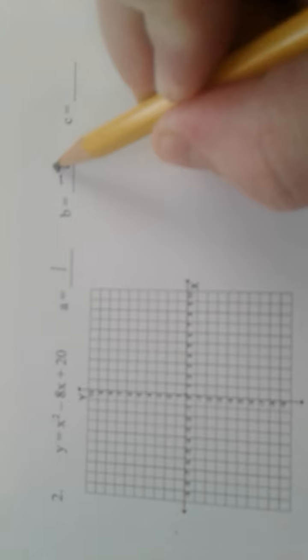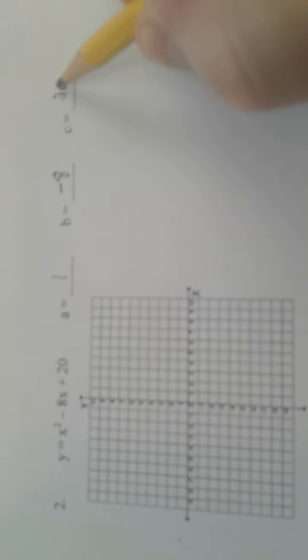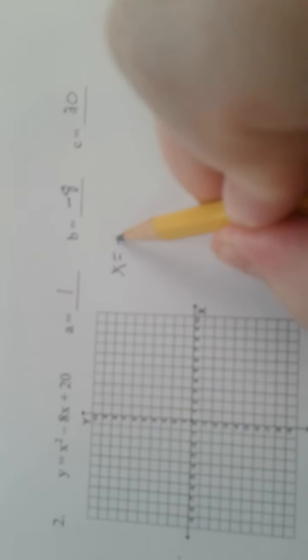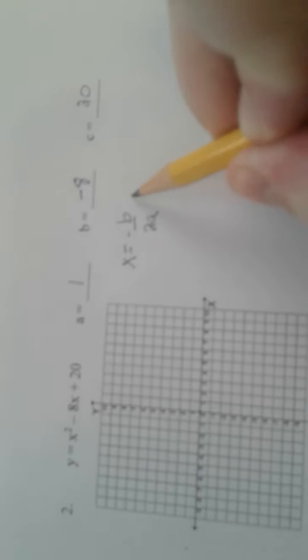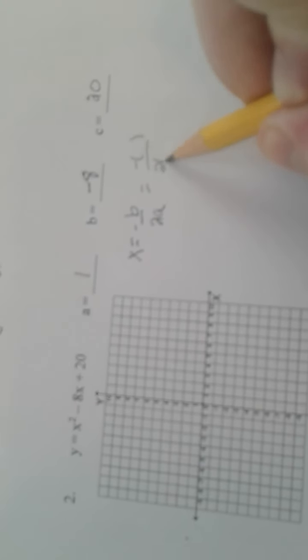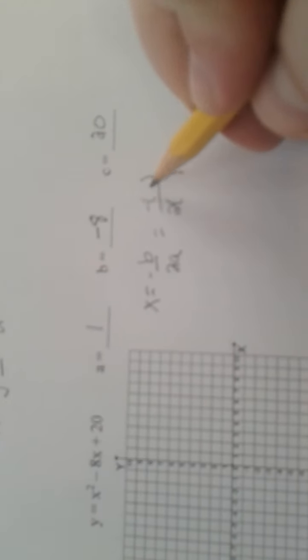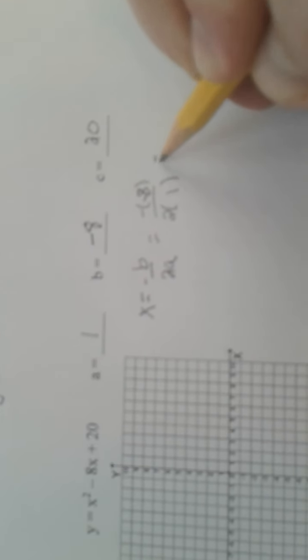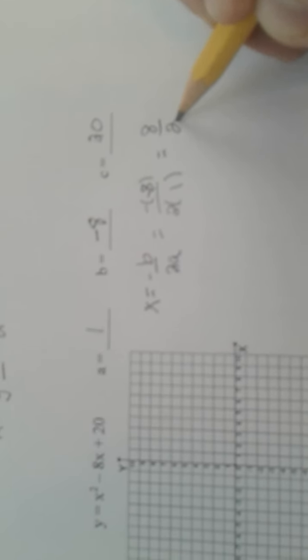We go with example 2, y equals x squared minus 8x plus 20. First thing I want to do is identify my a, my b, and my c. So my a value is 1, my b value is negative 8, and my c value is positive 20. So I'm going to go next, x equals negative b over 2 times a. I'm going to put a negative 8 in for the b, a 1 in for the a, so that leaves me with a positive 8 over 2, which is 4.